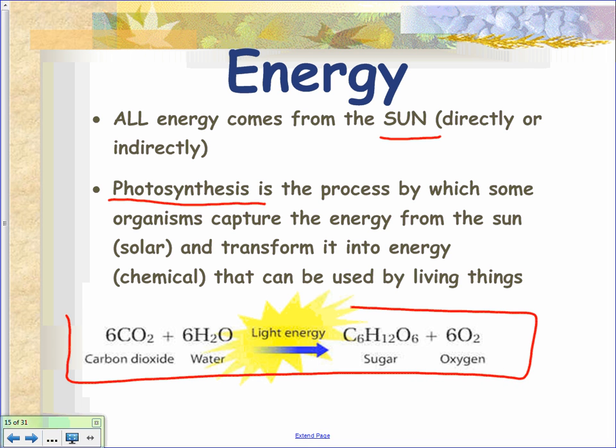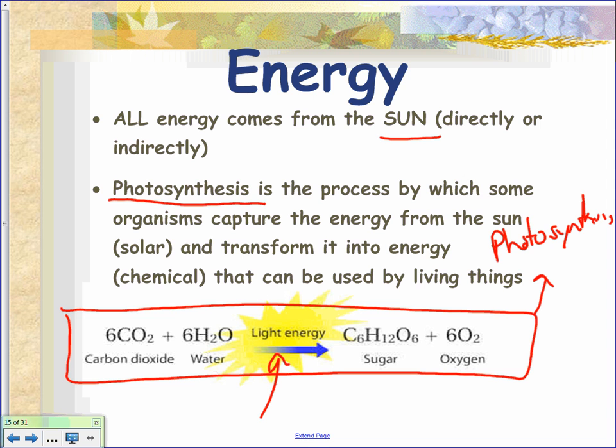This formula right here is a very important formula that I need you to make sure you understand and make sure that you can write out. And this is the formula for photosynthesis. Now, do not forget when you're writing out that formula that we need light energy.